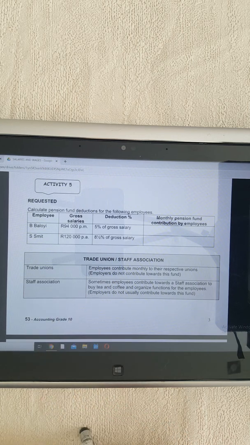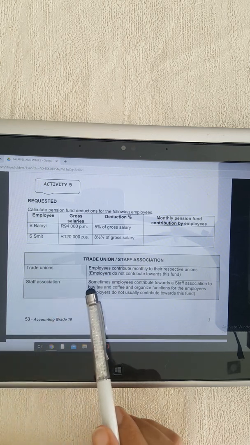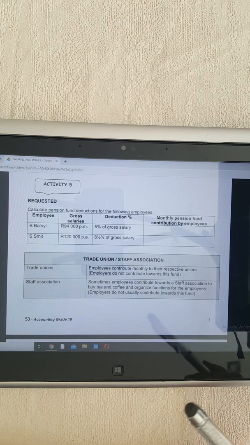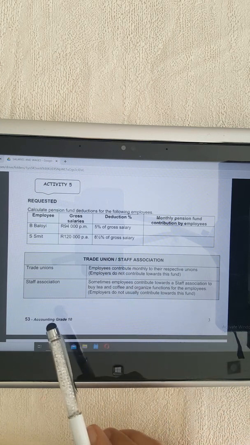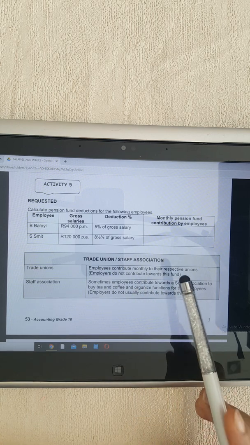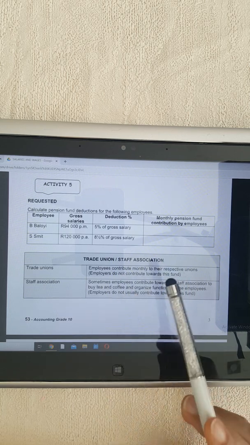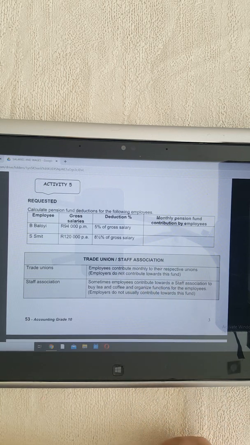So the trade union, those are the people that help them when they have a strike or they have a labor problem, then they go to their trade union. So sometimes they contribute every month. It'll be given to you in the question. And then most of the time, these employers don't contribute towards these funds. Pension funds and UIF and medical aids, employers do contribute a percentage, right?